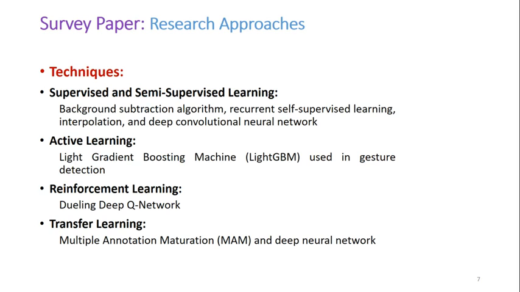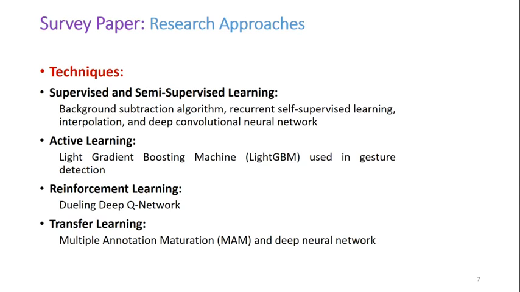In other studies of video annotation, researchers use active learning, which is a special case of supervised learning. Data are labeled according to the desired output by an algorithm that queries the user interactively. And light gradient boosting machine, used in gesture detection, is one of the active learning algorithms.